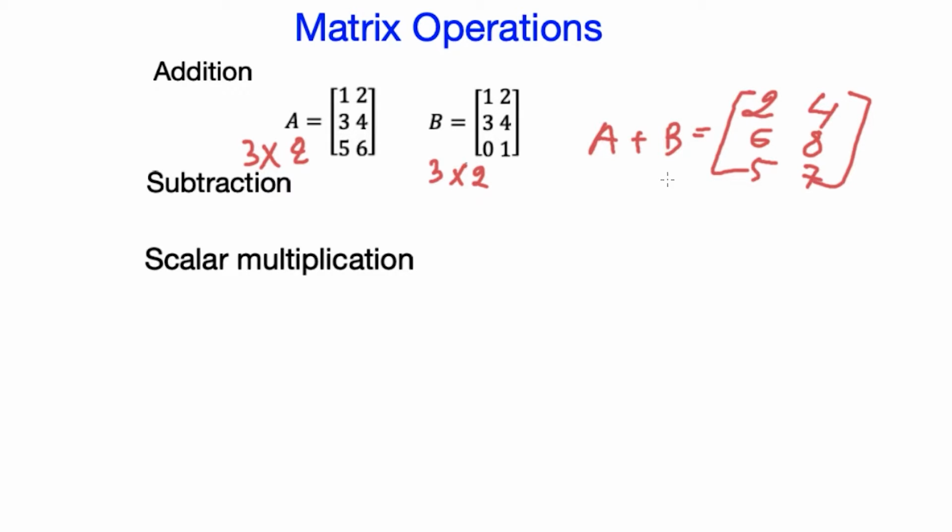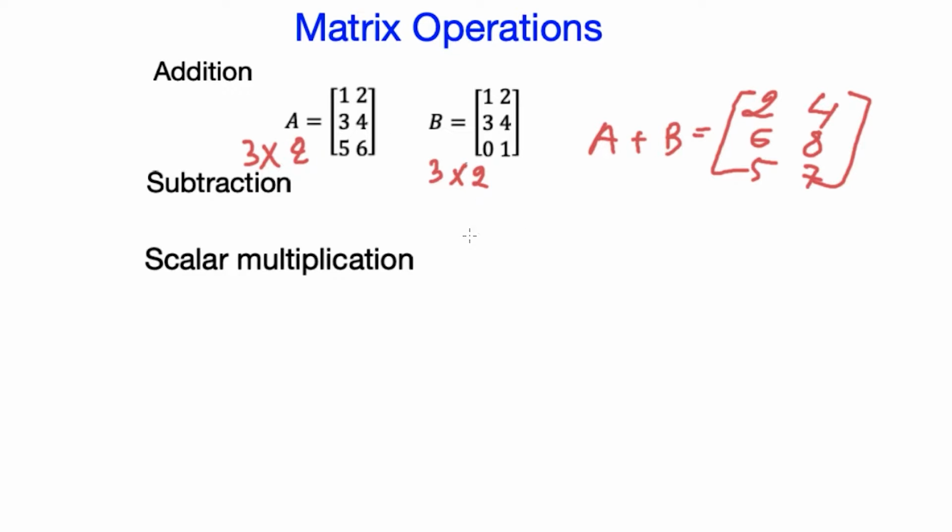So this is how we compute the sum of two matrices. They must have the same size. And the same also applies for subtraction. If we have two matrices, we can take the same matrices here, A and B.